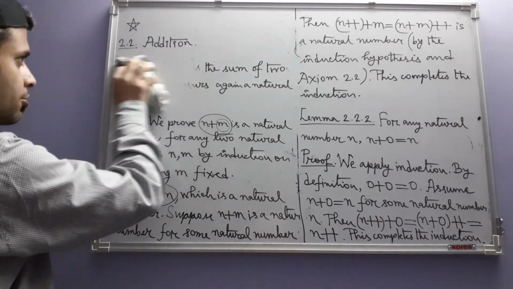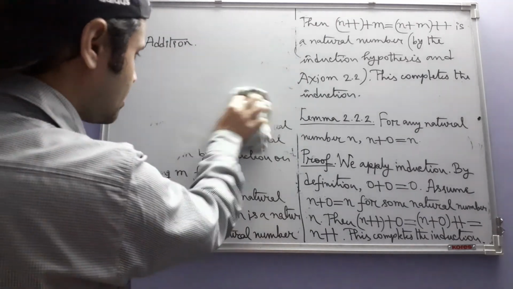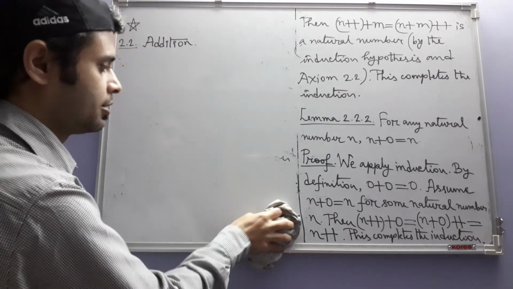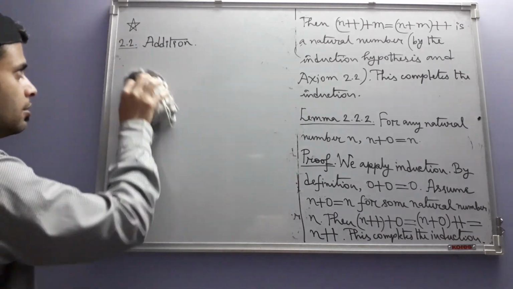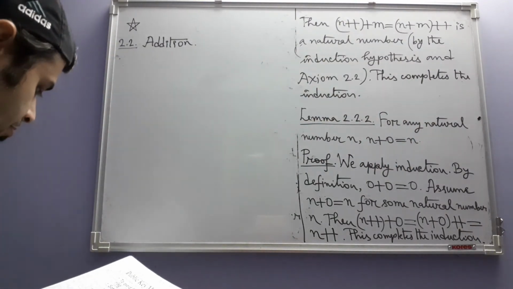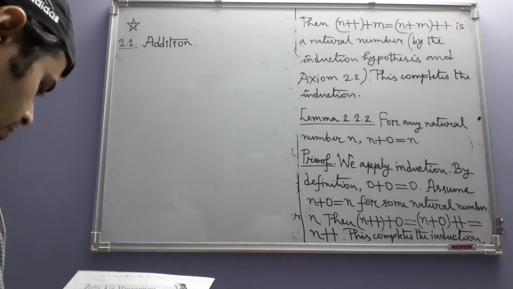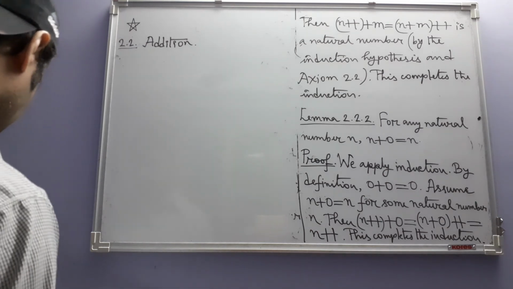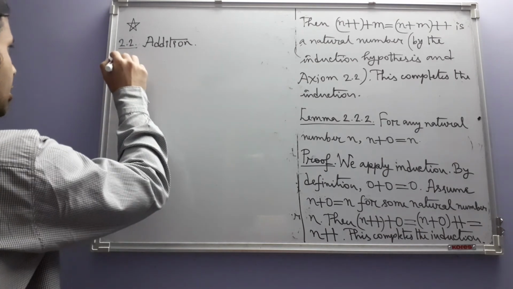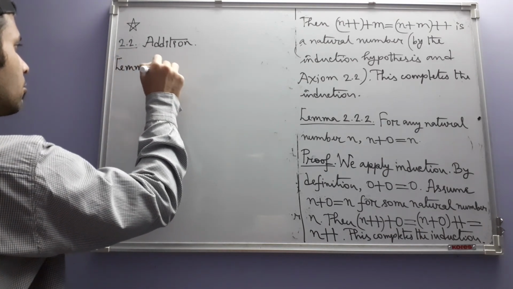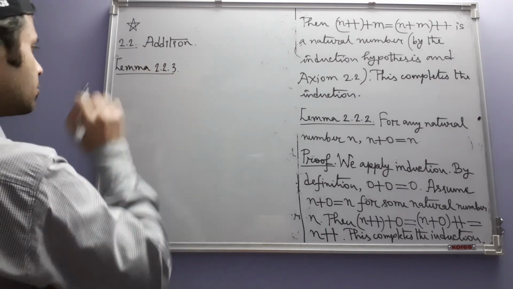So now I not only have 0 plus something equal to that thing, but I also have something plus 0 equal to that thing. Along the same lines, I next have this one, lemma 2.2.3.